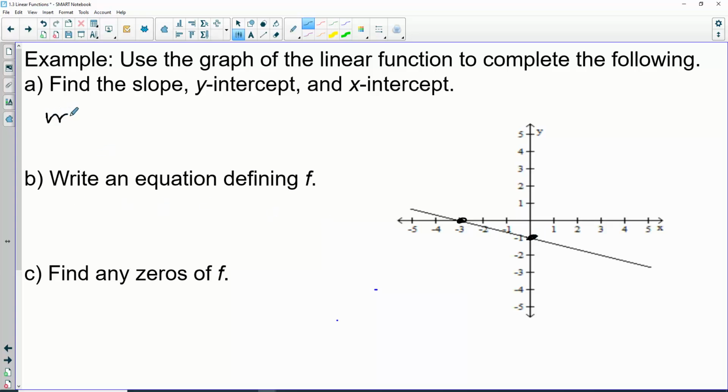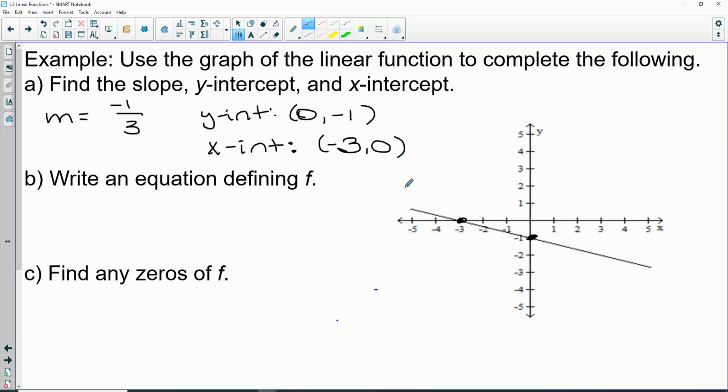So my slope, rise, if I start here, I have to go down 1, over run over 3. So slope is -1/3. Y-intercept, what does that mean? Give me that point as an ordered pair. The x is 0 and the y is -1, so (0, -1). What is an x-intercept? Where it hits the x-axis, so that's at (-3, 0).